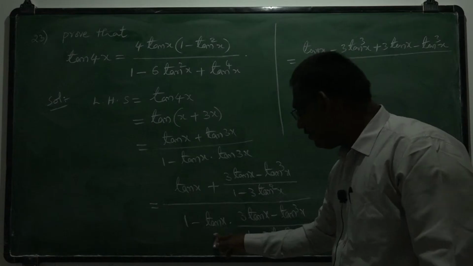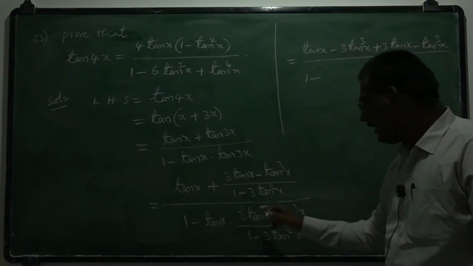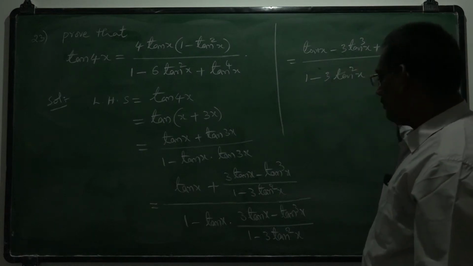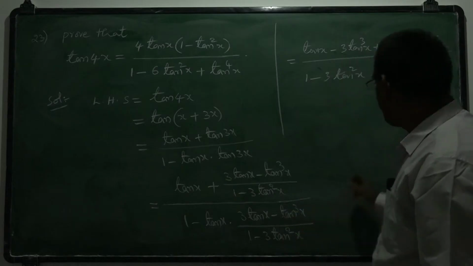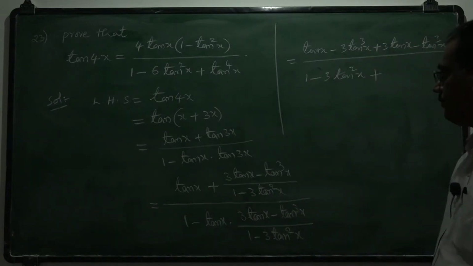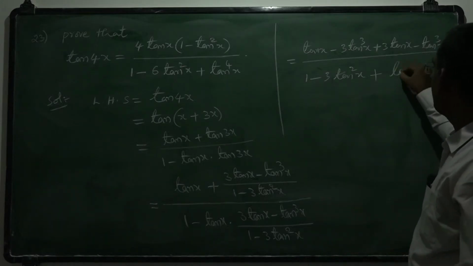So the denominator value: 1 minus tan x into 3 tan x, 3 tan square x, minus into minus plus tan x into tan cube x, tan power 4x.